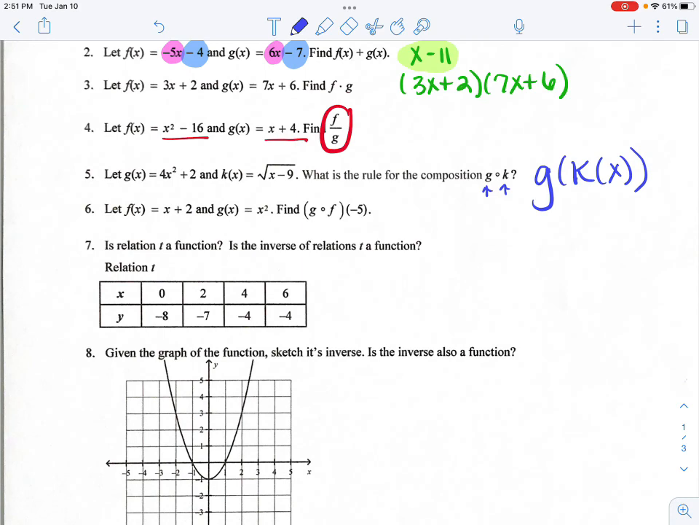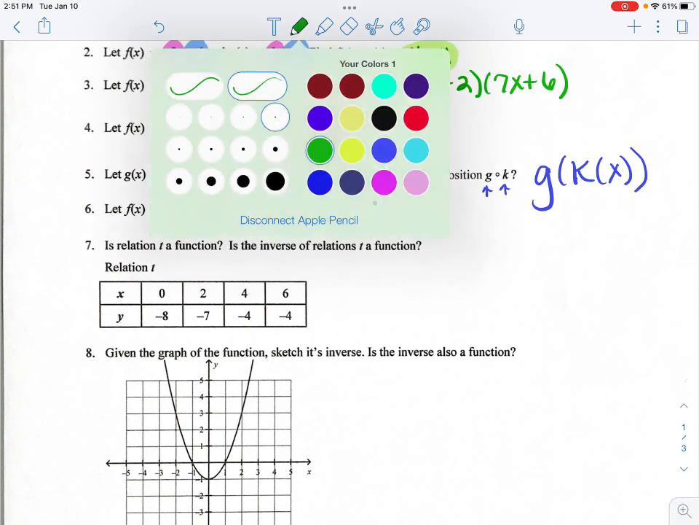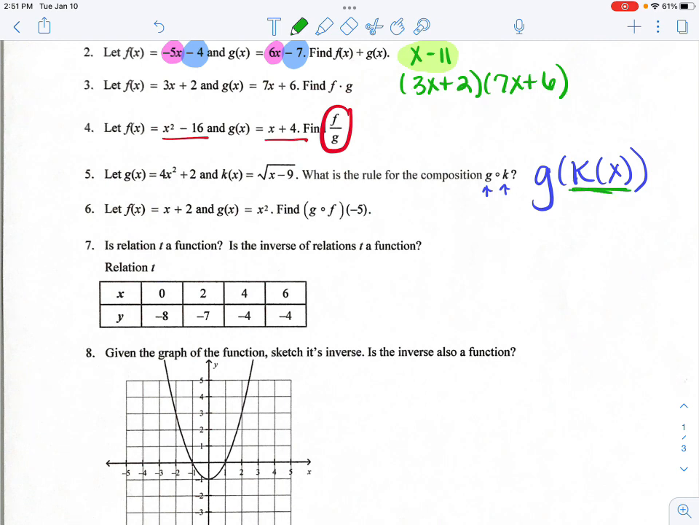And I personally like that way because my brain sees, hey, I'm going to take this k function and put it into the g function. Again, you don't have to write it like that. I just personally like that. So what that means is I'm going to take this k function, which is the square root of x minus 9, and I'm going to put it right there where that x value is. Remember, it's like substitution, kind of.